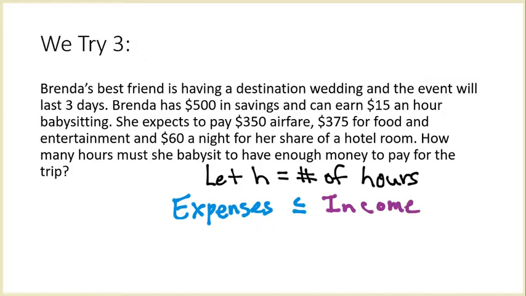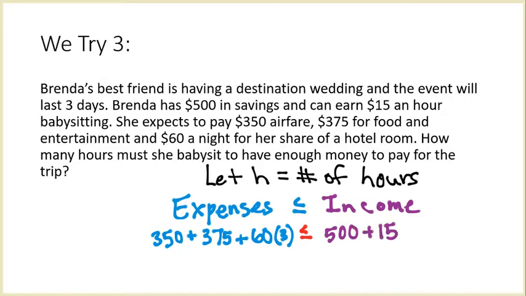So what are her expenses? Well, she has $350 for the airfare, plus $375 for food and entertainment, plus 60 times the 3 nights that she's going to be there. So that needs to be less than or equal to her income. Well, what is her income? Well, she has $500 in savings plus $15 per hour that she works. So we let H be the number of hours, so 15H.